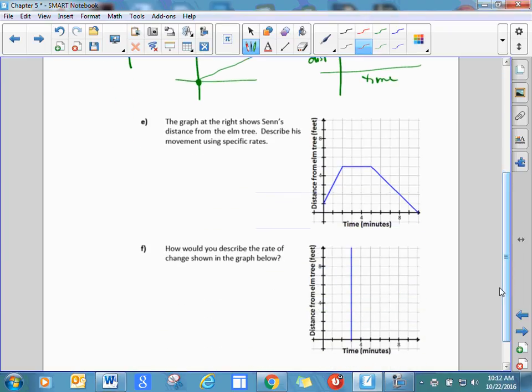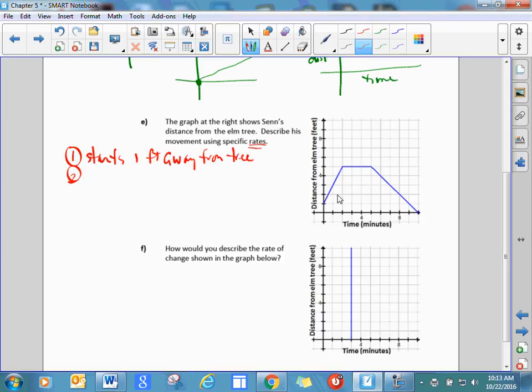All right, let's look at this example. Now we're talking about centipede. This is showing a couple things going on with him, and they want us to describe his movement using specific rates. So there's your slope word, your rate, your rise over run, your distance over your time. So let's look at what happens at position number 1, right here. So he starts 1 foot away from tree. That's what the graph tells us. That's our beginning point. And then what happens?